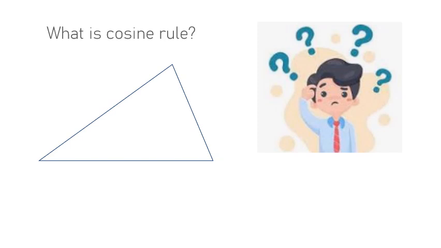On the screen, you will see a triangle. I'm going to label the angles as uppercase A, uppercase B, and uppercase C. And the side that is opposite each angle, I'm going to label as lowercase a, lowercase b, and lowercase c.